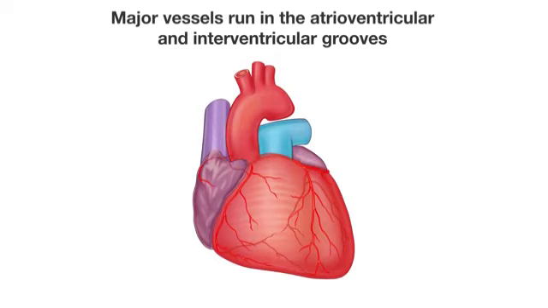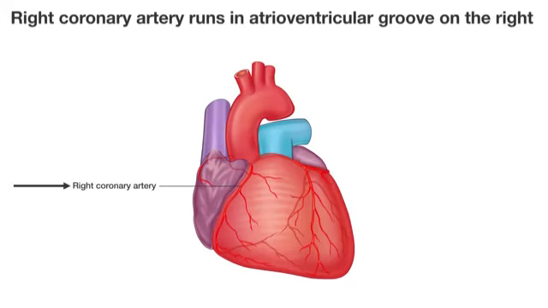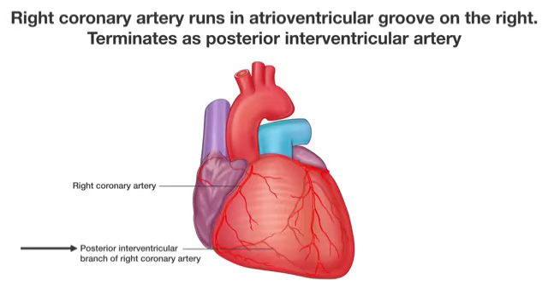This is an anterior view of the heart. The artist has drawn the arterial supply. We see that the arteries arise from the proximal aorta and run in the atrioventricular and interventricular grooves. The right coronary artery runs in the atrioventricular groove on the right and terminates posteriorly as the posterior interventricular artery.